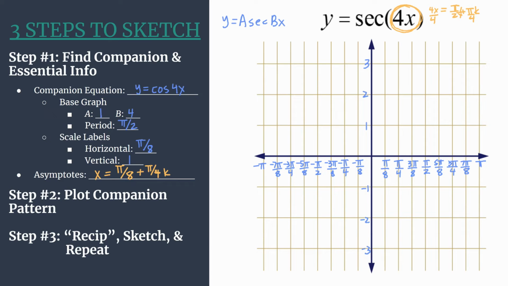All right, so a little bit more about how k works here. Depending on what integer you substitute in for k, you'll get a different asymptote along your graph. So if you let k equals 0, you see that you'll have an asymptote at pi over 8. So we'll check that on our final graph. If you substitute in k equals 1, you'll get the next asymptote moving to the right.